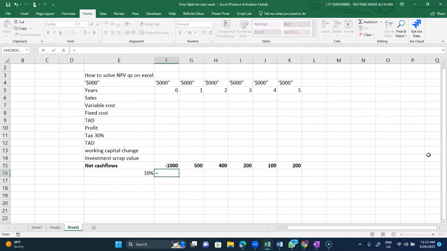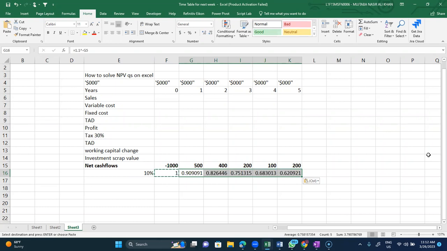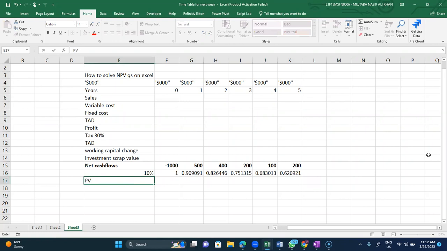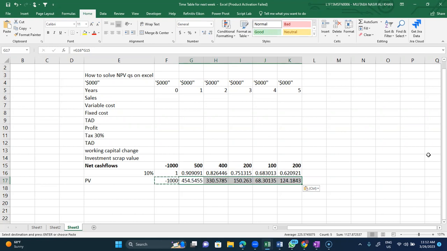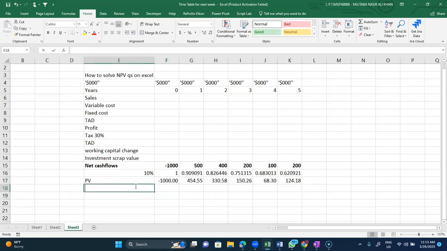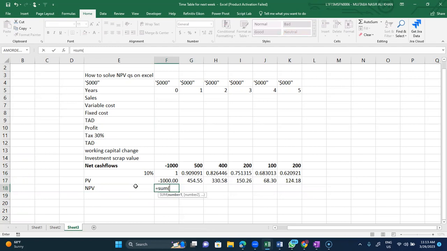Number one is equal to 1 plus 10%, 1.1 raised to the power minus, link it with the year. And copy this into the next cells. And then calculate the present value. Multiply the discount factor with the net cash flow. You can calculate the present value and copy into the next cells. You can round it to 2 decimals. Then NPV will be equal to the sum of all these. NPV is 127.87.